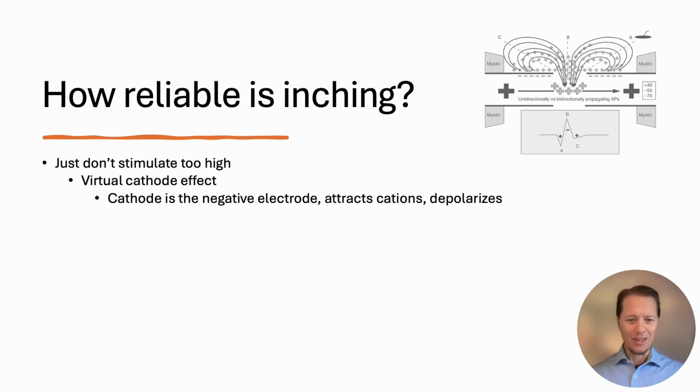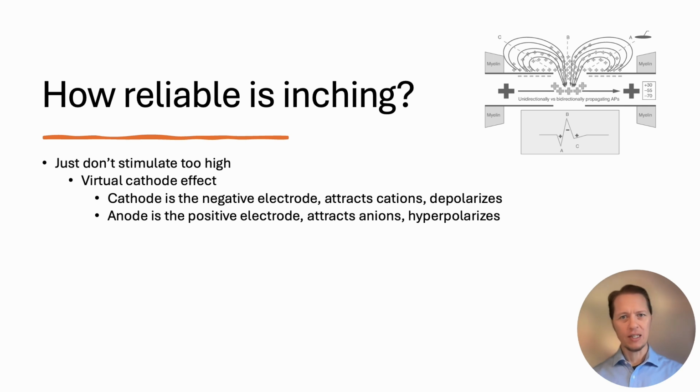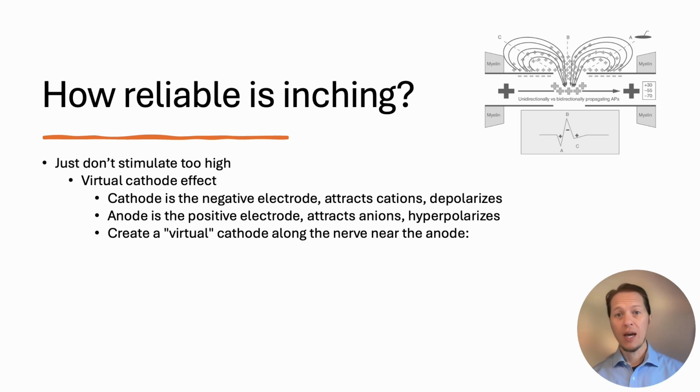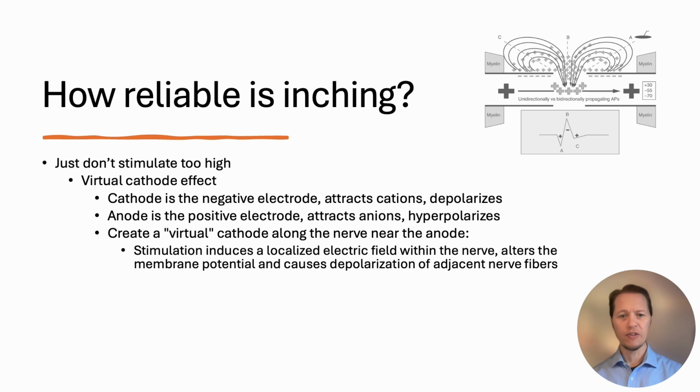I did know that the cathode is actually negative and the anode is actually positive. One attracts cations, the other attracts anions, hence the naming. And the first one depolarizes and the latter hyperpolarizes. But if you have the stimulation cranked up too much, you can actually create a virtual, so to speak, cathode along the nerve near the anode.